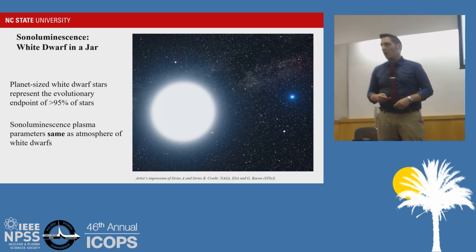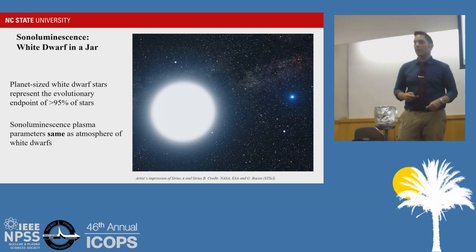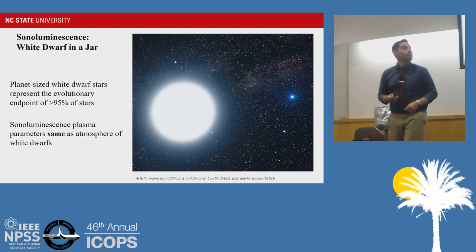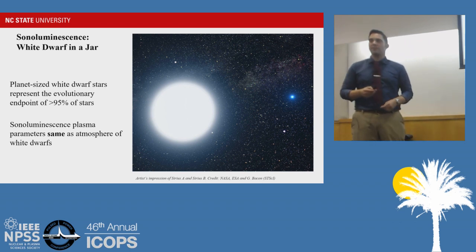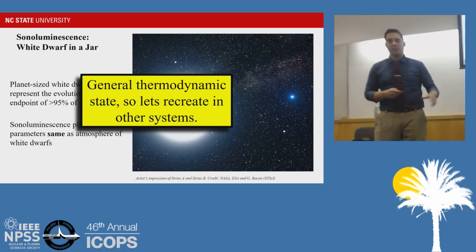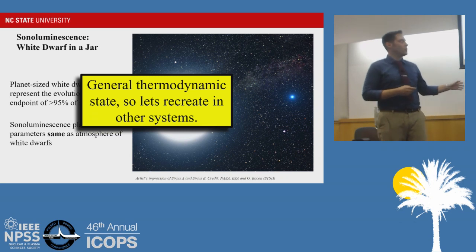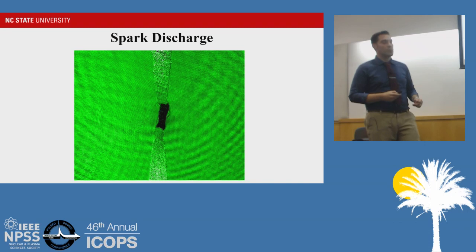So I'd like to change the name, if I may, to white dwarf in a jar, which is kind of fun. It's a general thermodynamic state. So if we can't recreate a white dwarf here, good thing. But we can try to make it in different systems. So here are some of the other systems.